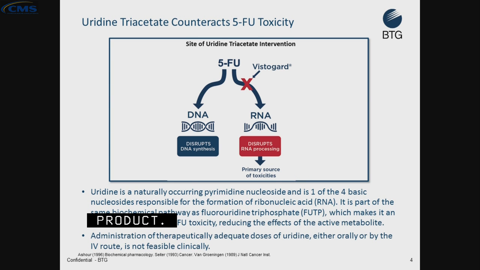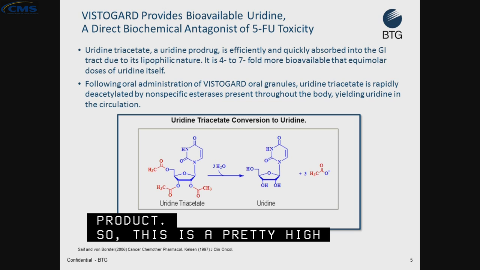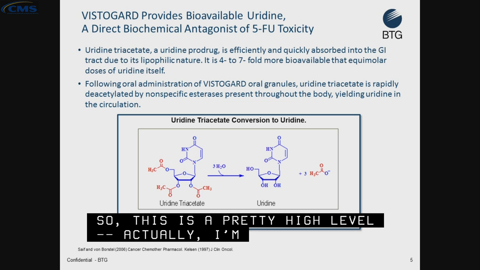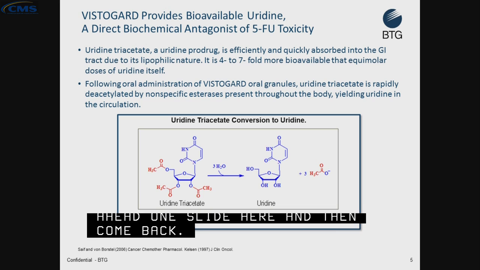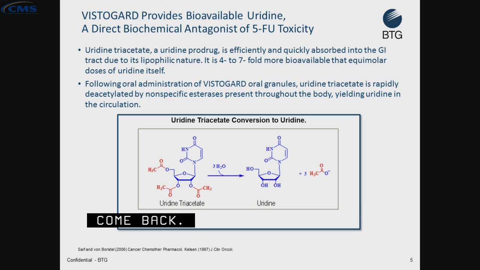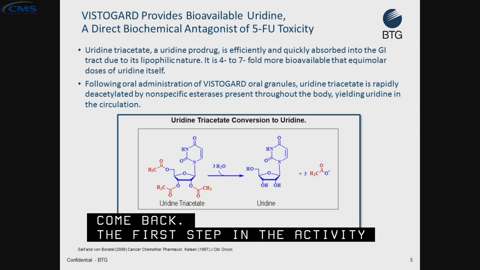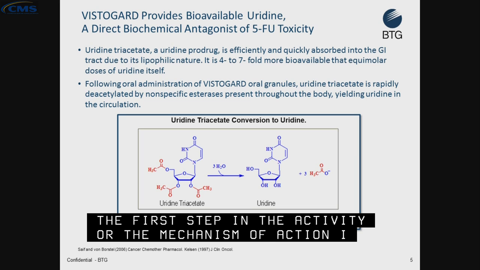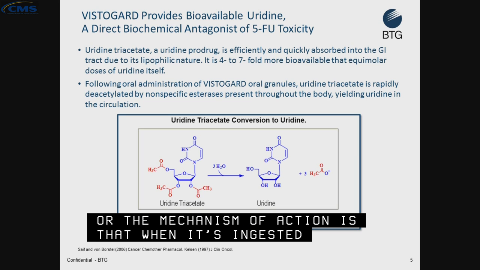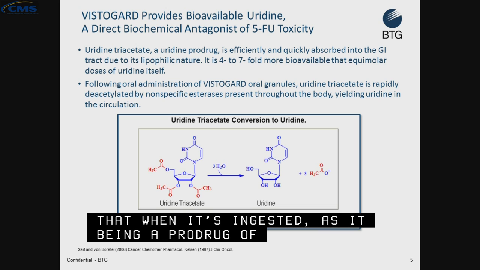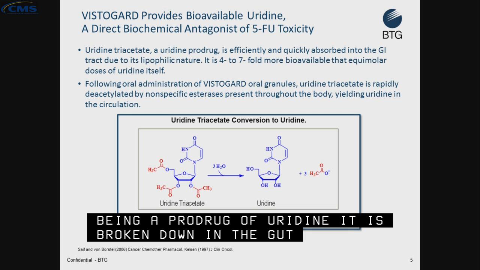Actually, I'm going to move ahead a slide here and then come back. The first step in the activity or the mechanism of action of VISTOGARD is when it's ingested, as it being a prodrug of uridine, it's broken down by nonspecific esterases in the gut to uridine, and then it's very efficiently and quickly absorbed into the GI tract, and that's because it's lipophilic.